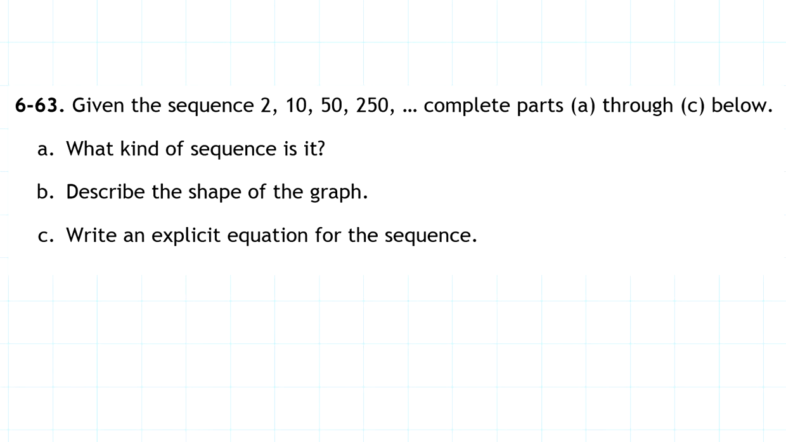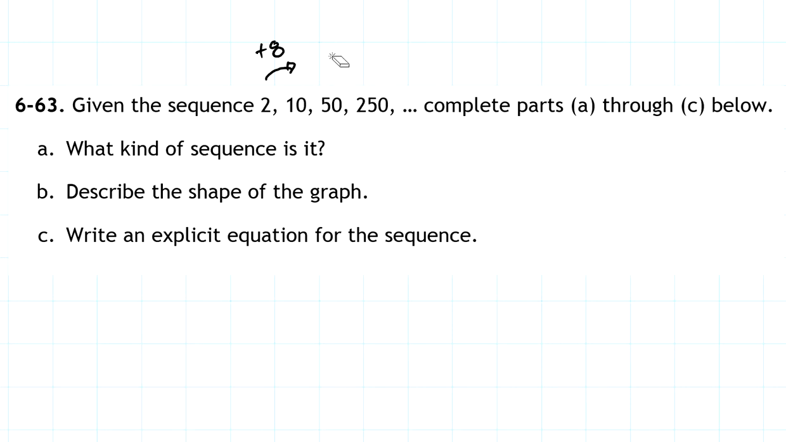If I look at this sequence, the first jump from 2 to 10 is adding 8, and then the jump by addition to the next term is plus 40. So I quickly see, you know what, this is not a common difference, right? I'm not adding the same thing each time. So if it's anything, it would be geometric.